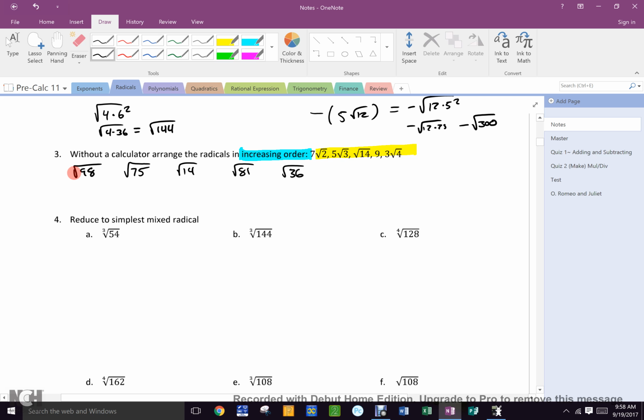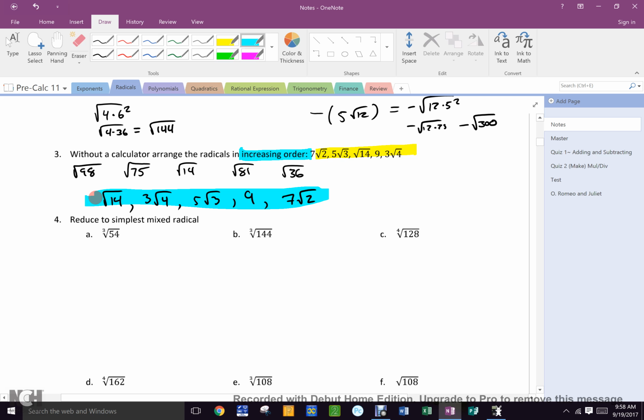What's the smallest? So root 14 would go first in our answer, wouldn't it? What's next? Root 36, which was 3 root 4. Then what's next? 5 root 3. 5 root 3, because it was root 75. Then 9. Then 7 root 2. And that would be the right answer.